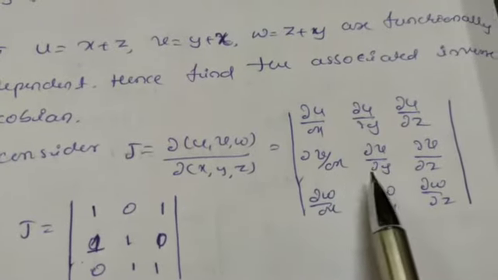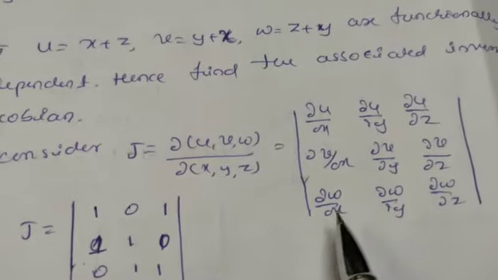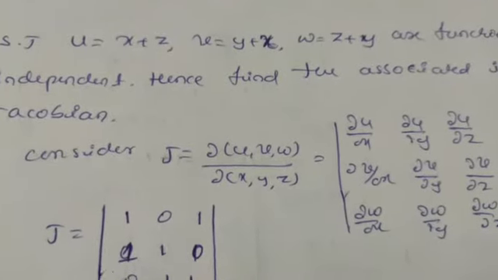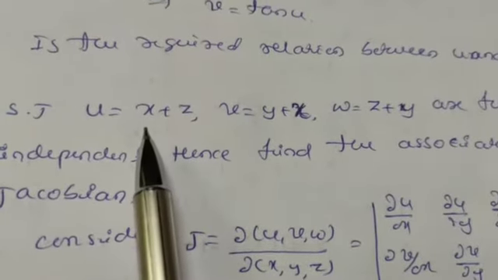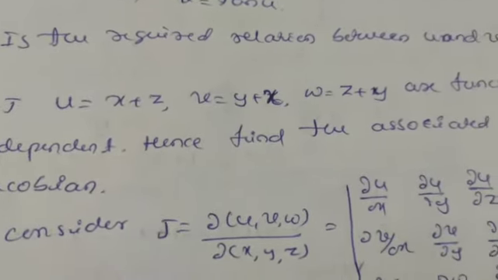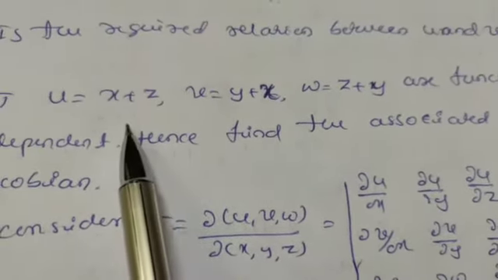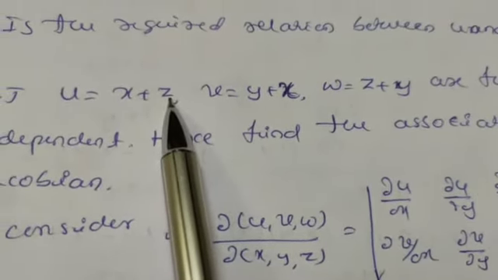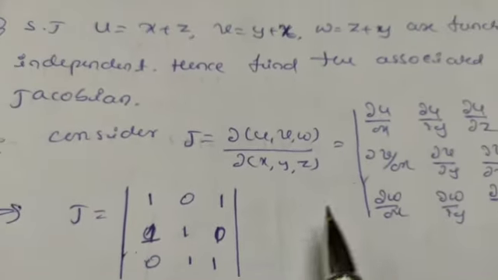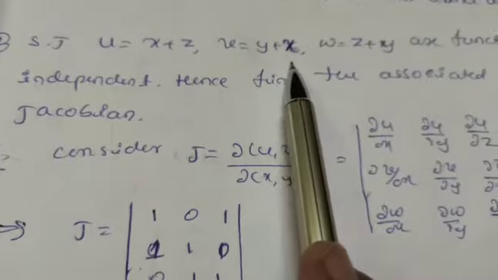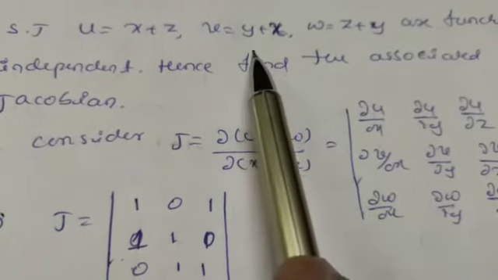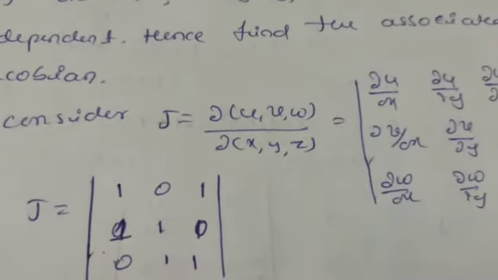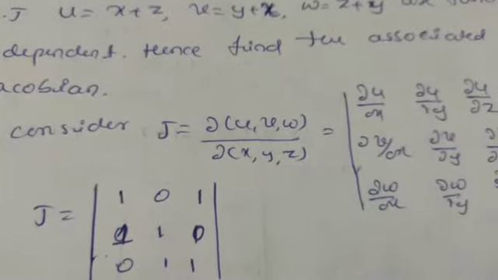The second row is ∂v/∂x, ∂v/∂y, ∂v/∂z, and the third row is ∂w/∂x, ∂w/∂y, ∂w/∂z. So it equals: differentiating u partially with respect to x, it is simply 1, and ∂u/∂y, we don't have any y term in this, so it is 0, and ∂u/∂z, we have only z, so the derivative of z is 1. Similarly, ∂v/∂x is 1 because it is y plus x, and ∂v/∂y is also 1, ∂v/∂z is 0, and ∂w/∂x, we don't have any x term in this, so it is equal to 0, ∂w/∂y is 1, ∂w/∂z is also 1.